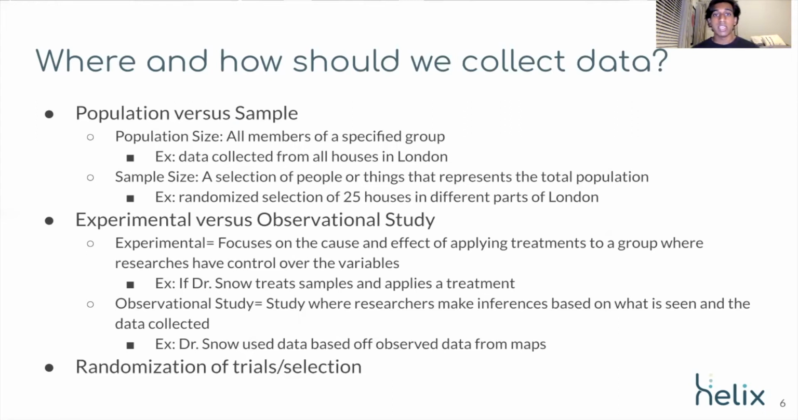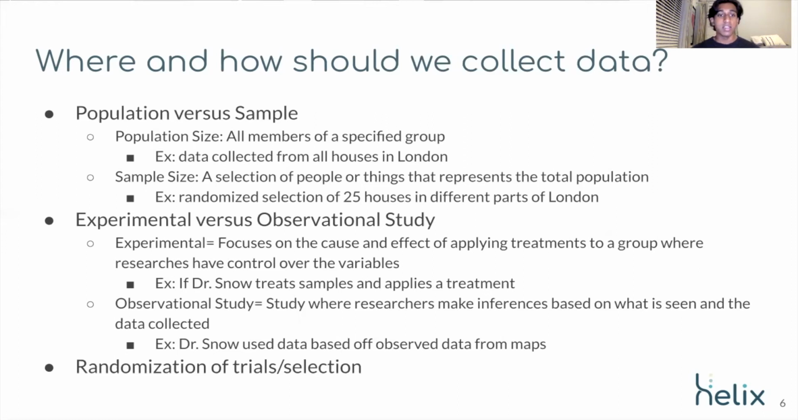Next, moving on to the exact way in which we conduct studies, we're looking mainly at experimental or observational studies. When we think about experimental studies, we're mainly focusing on causal relationships and determining cause and effect between different variables that we're working with.